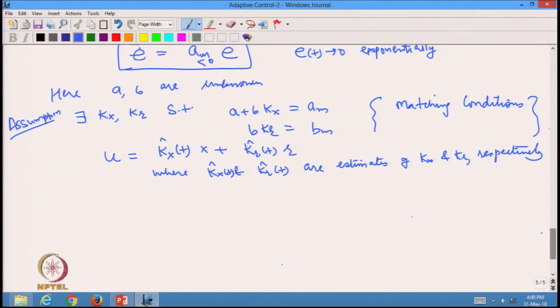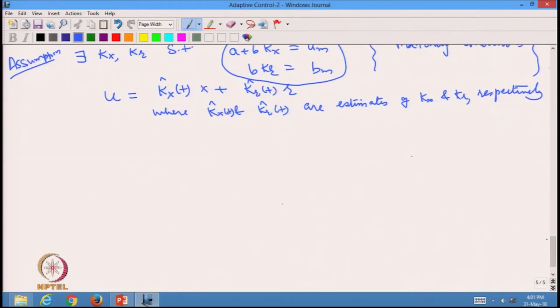Now, how severe are these assumptions? For our scalar case, k x and k r would always exist, because we have assumed B to be non-zero. So, you could always find k x to be A m minus A over B. There would always exist some k x and k r, even though we can't find them, so this condition would always hold for the scalar case. However, when we get to the vector or multidimensional case, these matching conditions may not always hold. That is why they are very important in model reference adaptive control. The matching conditions must hold. That is an assumption that we make.